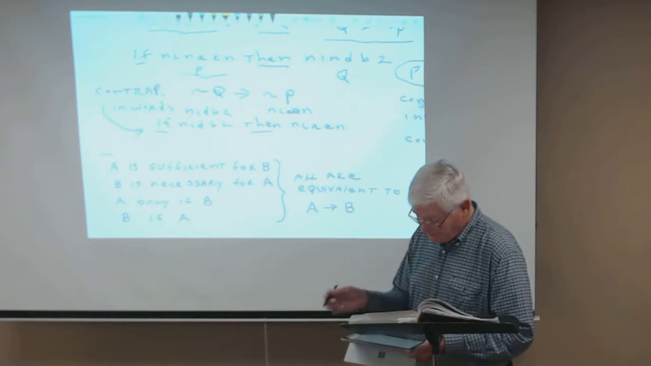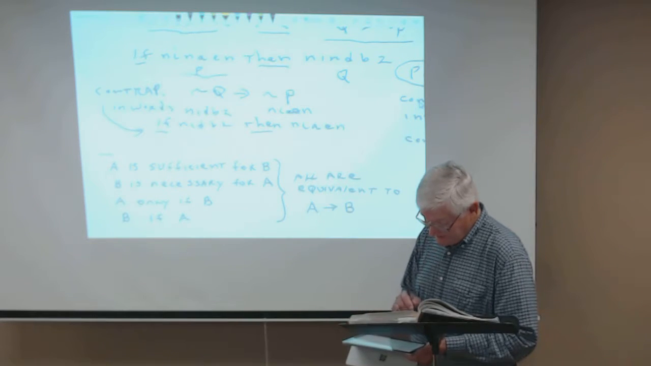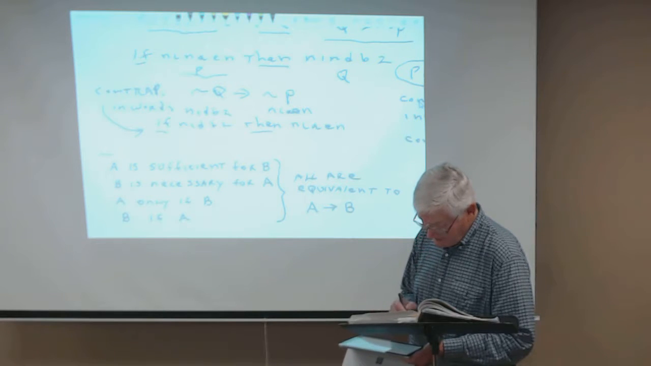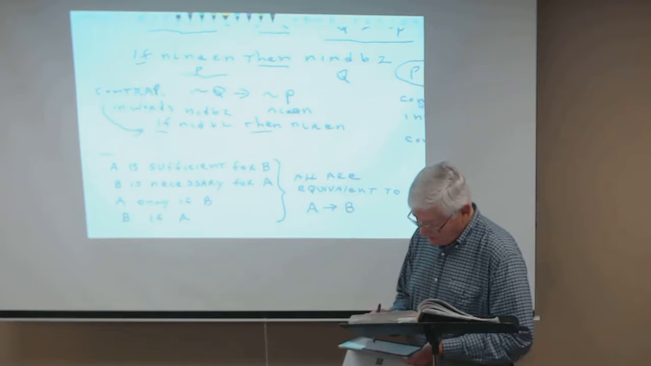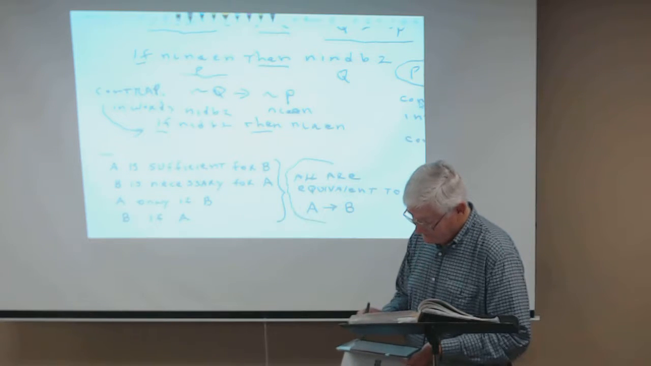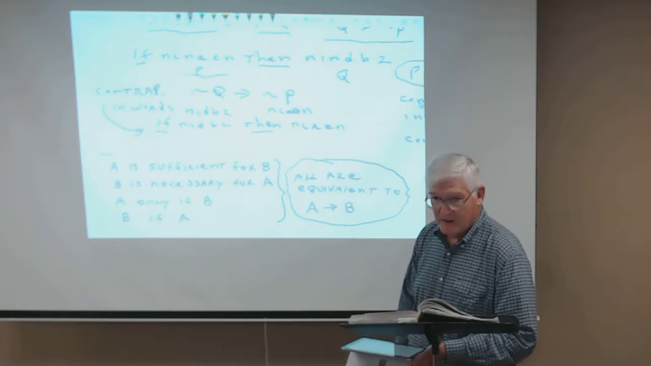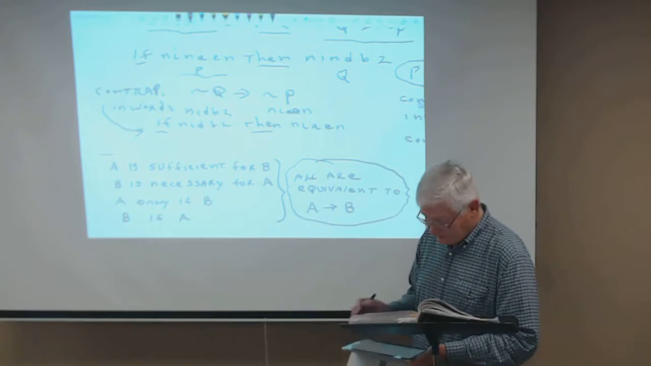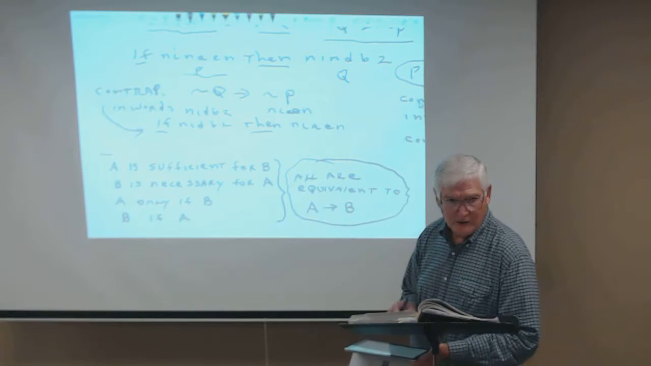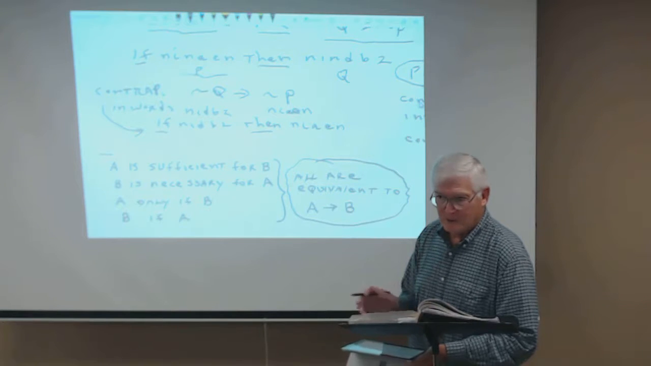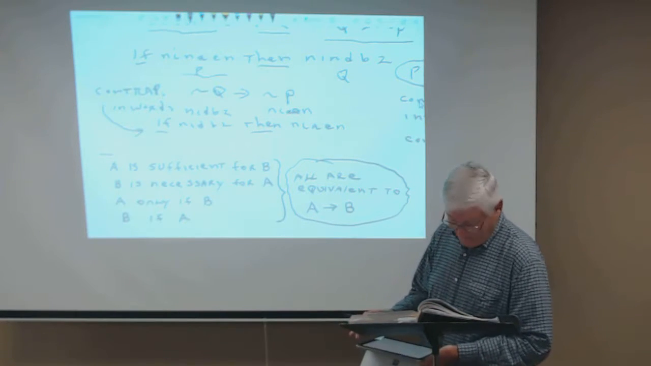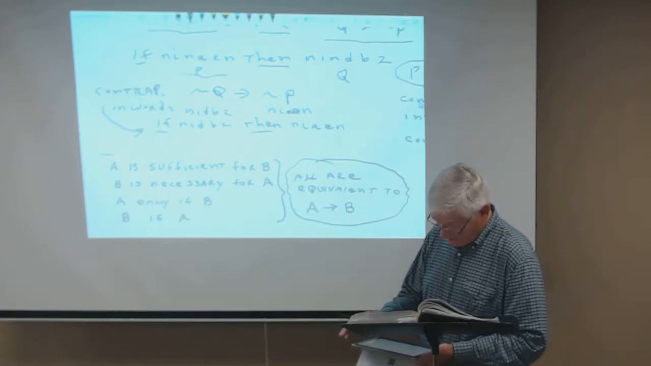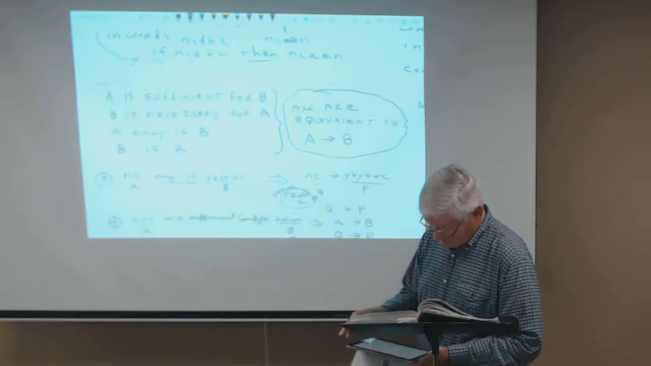A is sufficient for B. B is necessary for A. Only if B, and B if A are all equivalent to if A then B. You understand where I'm using A and B instead of P and Q? I'm just switching the letters. You go, why'd you do that to us? Well, because of what problem 3 says.